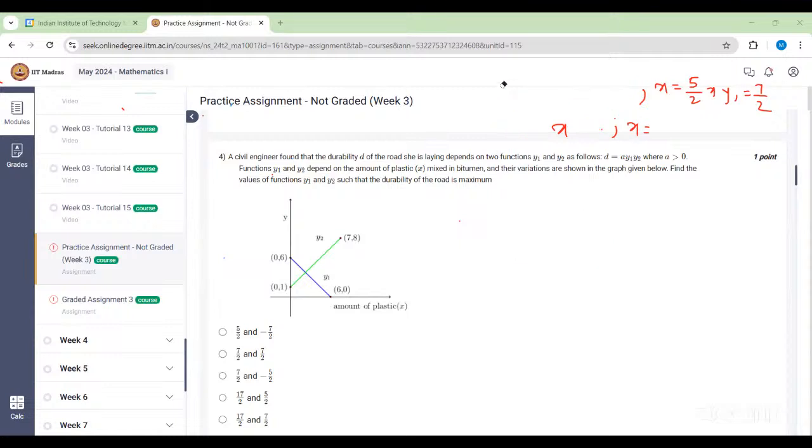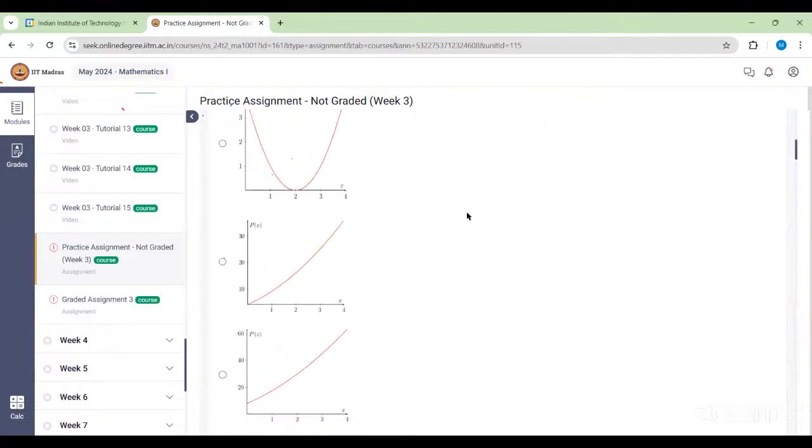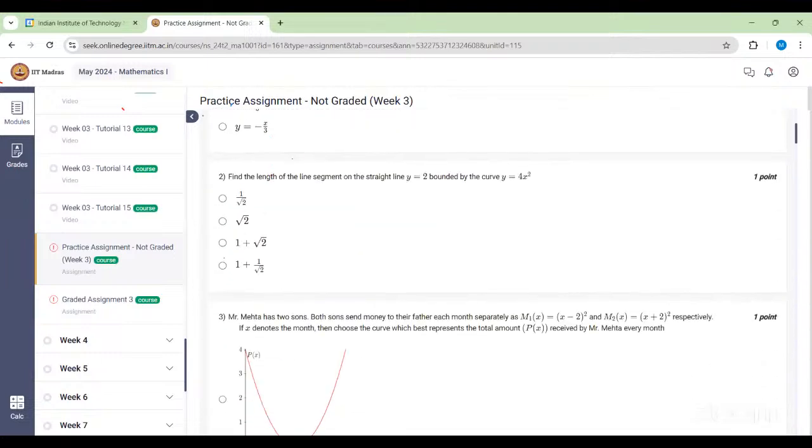As much question practice as you do, you will get it. Question number one. Ma'am, can you say how did you find y1 and y2, which formula? Minus b by 2a.